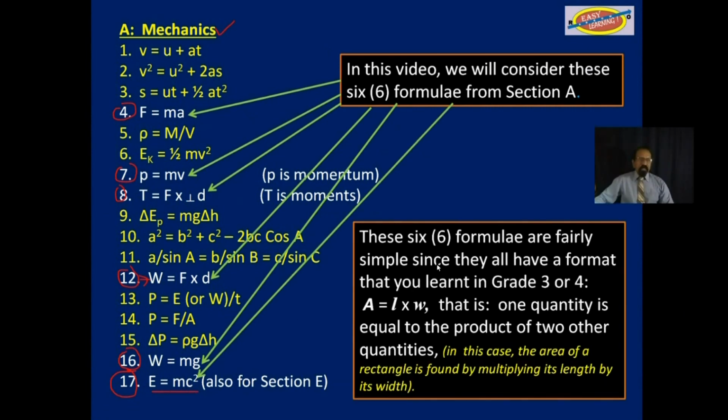We are considering these 6 formulae because they are fairly simple, since they all have a format that you learned in grade 3 or 4, when you learned area is equal to length times width. That is, one quantity is equal to the product of two other quantities. In this case, we are dealing with the area of a rectangle. You learned that in grade 3 or 4, and these 6 formulae that we will be looking at all follow this same format, where one quantity is equal to the product of two other quantities.